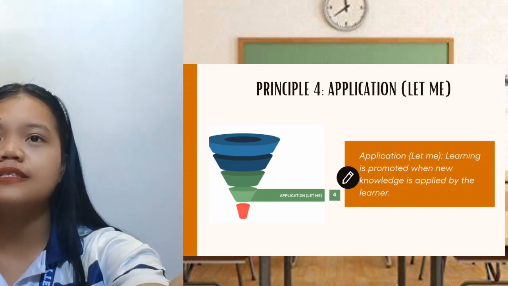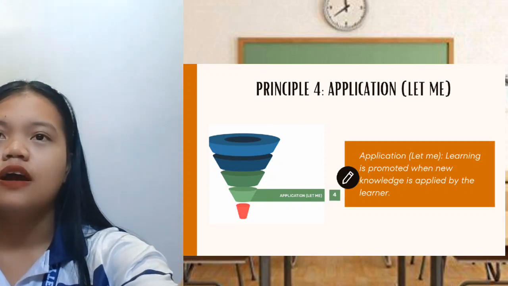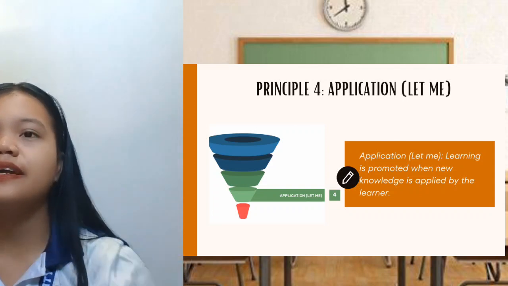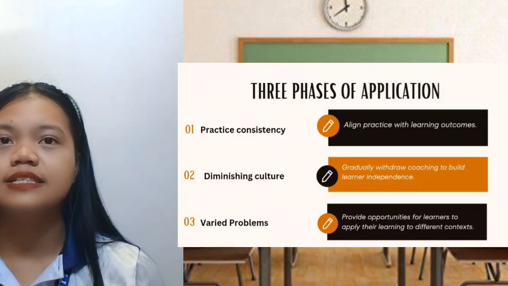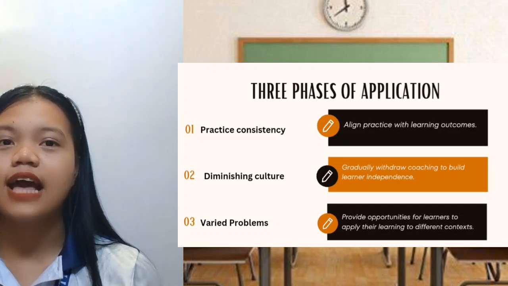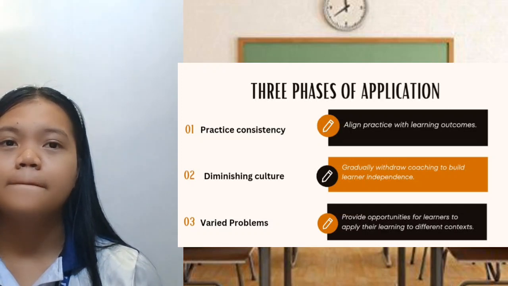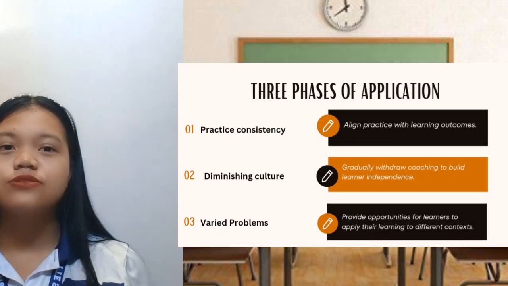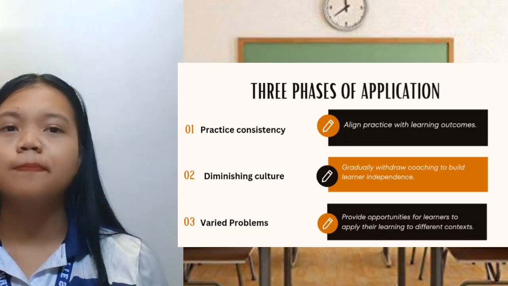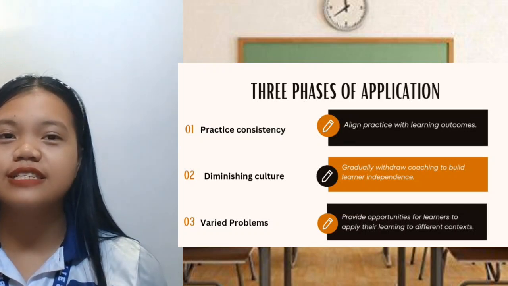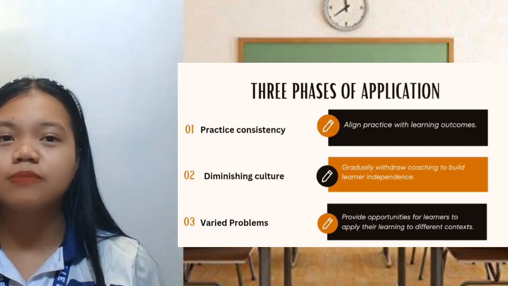So there are three phases of application. First is practice consistency. It aligns practices with the learning outcome. This phase involves aligning practice activities with the intended learning outcomes. Students practice by, for example, adding and subtracting fractions through hands-on activities, so using the fraction manipulatives.